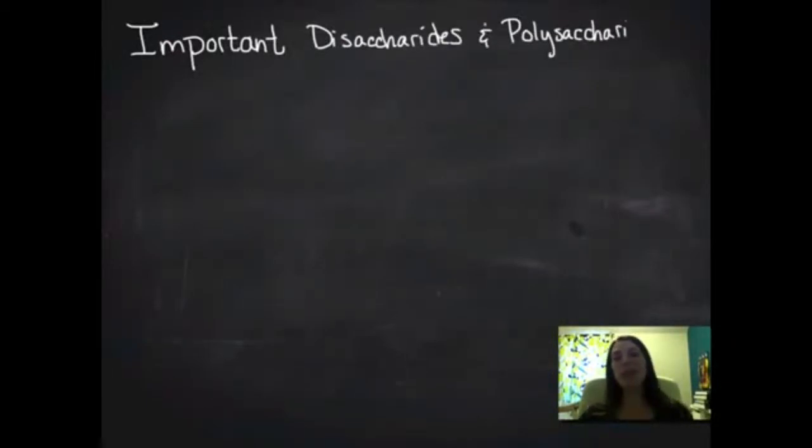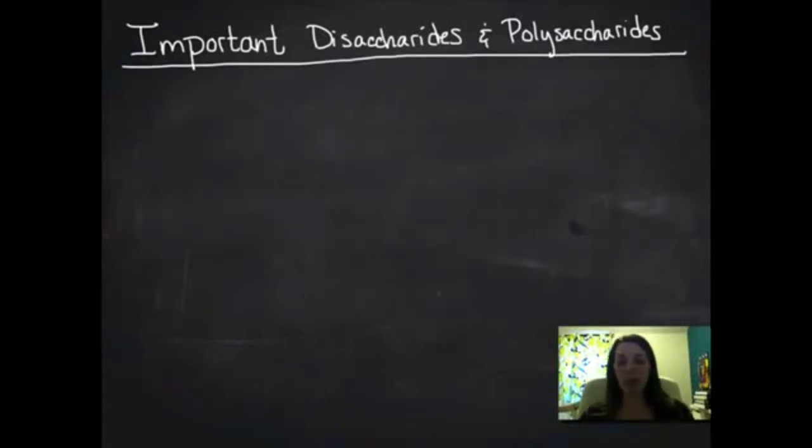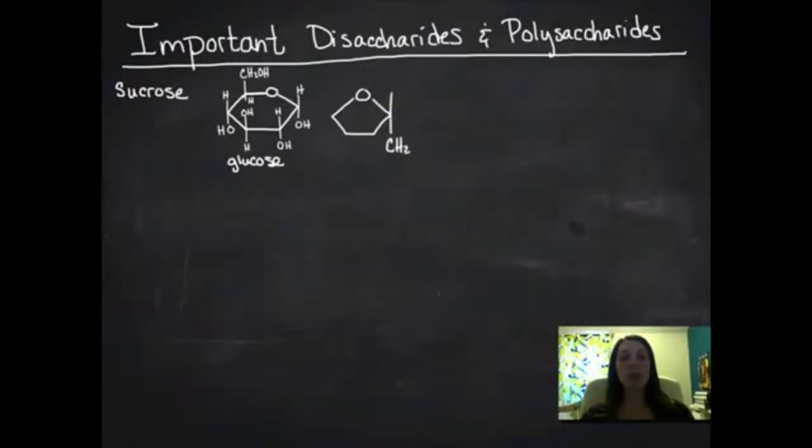So let's talk about some important disaccharides and polysaccharides. When I say important disaccharides, we're really only going to talk about one, which is sucrose, because that's table sugar. There's a bunch of others that we'll talk about a little more when we get into fermentation, but I really care that you know sucrose. So sucrose is a disaccharide that is made up of glucose and fructose.